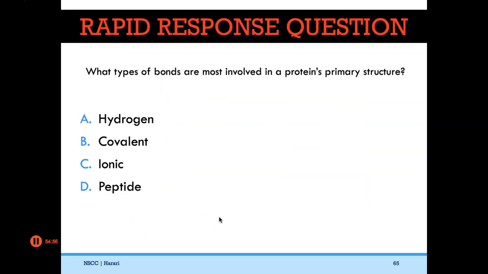What type of bond is most involved in a protein's primary structure? I could pause here. The answer is D, peptide. What about the secondary structure? You can pause here. And the answer is A, hydrogen bonds.